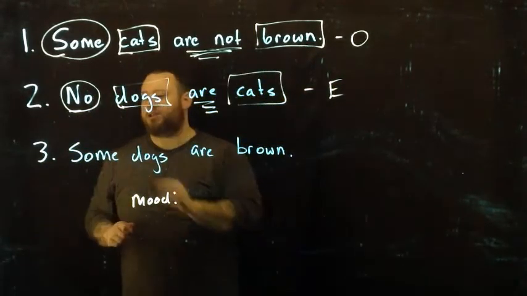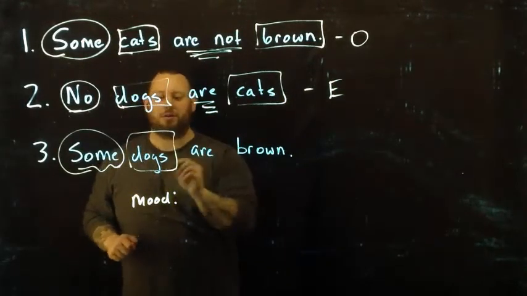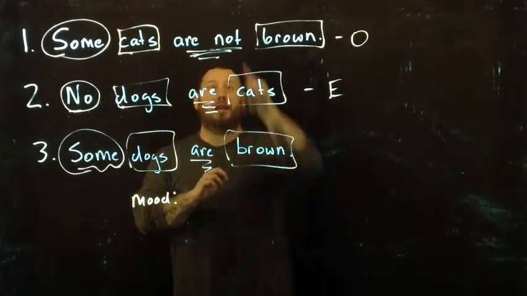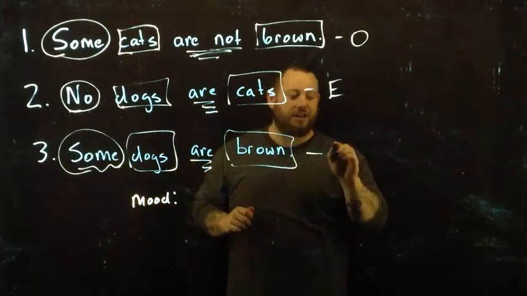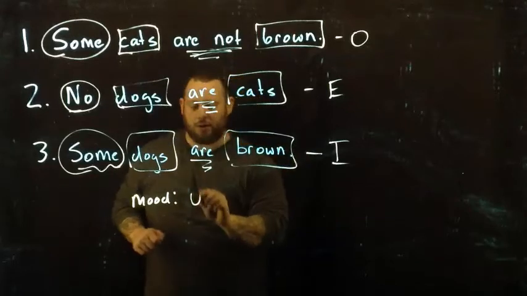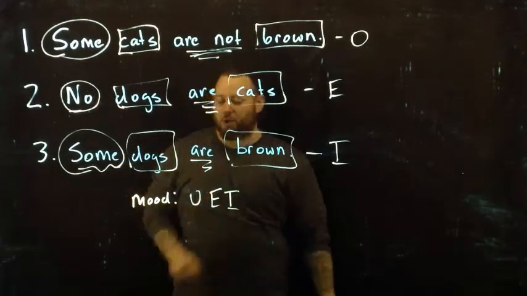And then finally, some, this is our conclusion, dogs, it's a term, are brown. Some P are Q. Unlike this one that says an "are not," this is an "are." So we know that this is an I statement. So the mood of this is O, E, I. That's the mood, O, E, I.